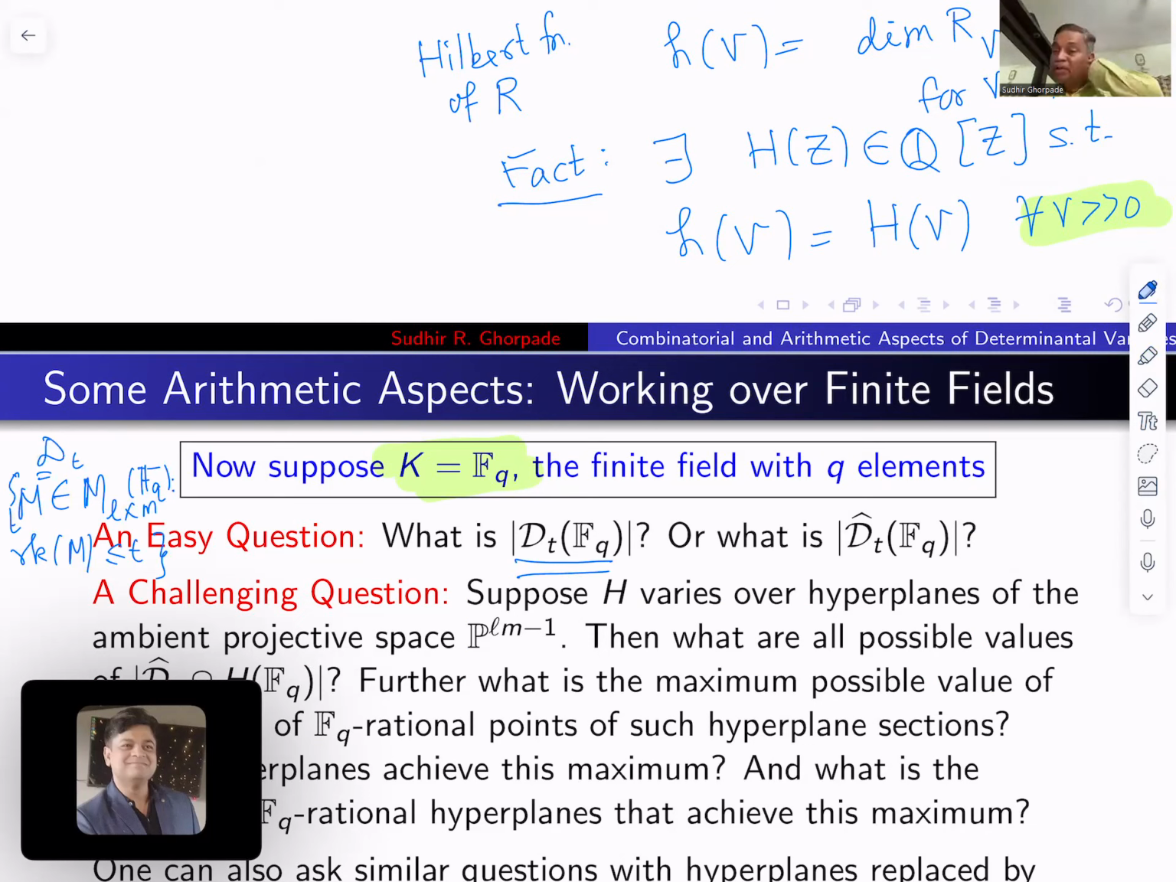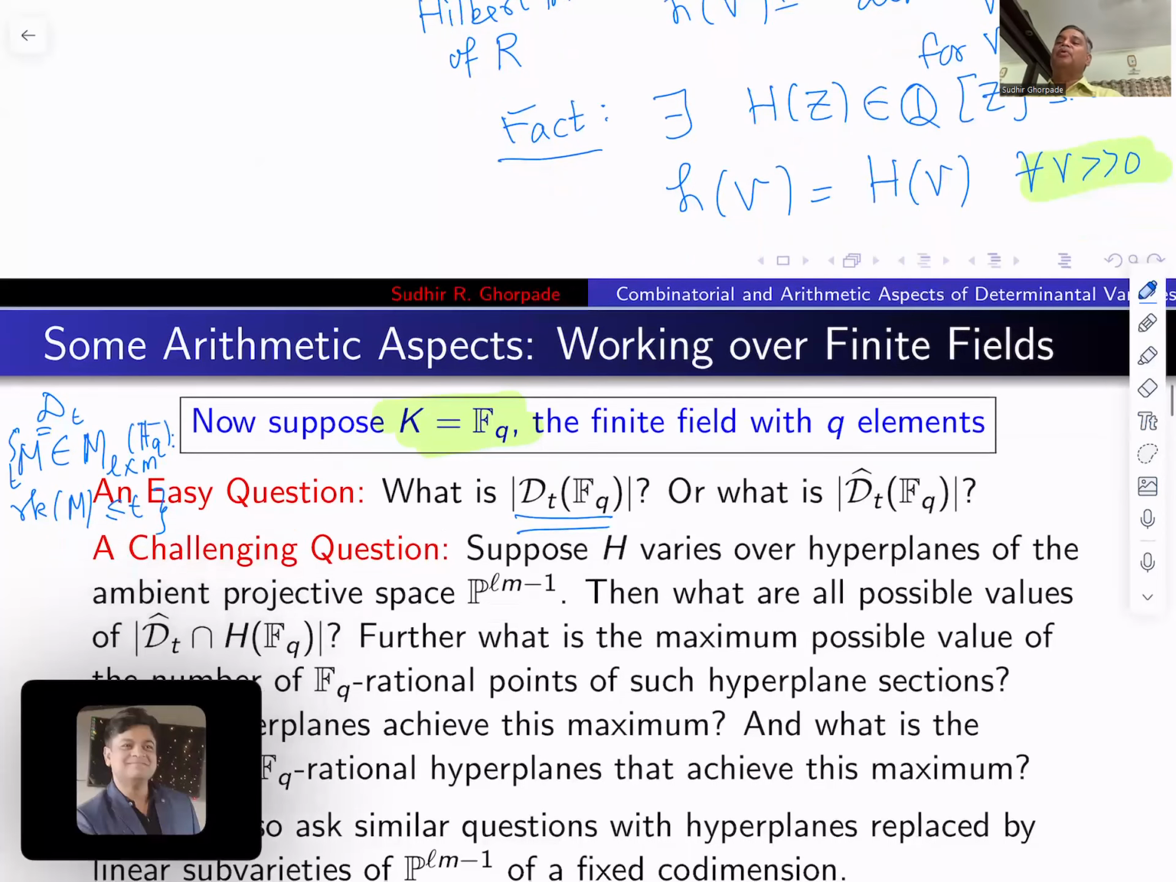So a natural question: when your entries are restricted to lie in a finite set, especially a finite field, the whole set is finite. Whenever you see a finite set, the natural question is what is the cardinality of this? More or less equivalently, what is the cardinality of the corresponding projective algebraic variety? In other words, how many matrices of size L cross m do I have with entries in F_q of rank less than or equal to t? That's not a difficult question, so I have called it an easy question.